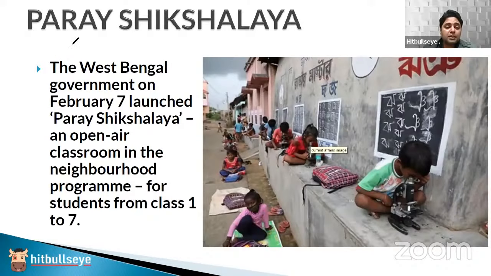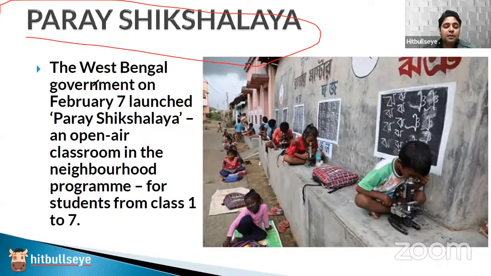Next, the scheme of Paray Shikshalaya. So what is Paray Shikshalaya? It is a scheme for open air classrooms. So open air classroom, particularly due to the COVID-19 situation, has been launched by the government of West Bengal. So West Bengal is a very important fact that you need to know here.